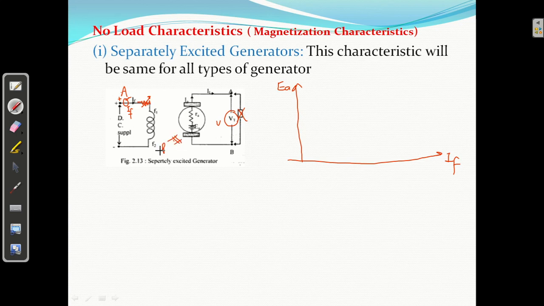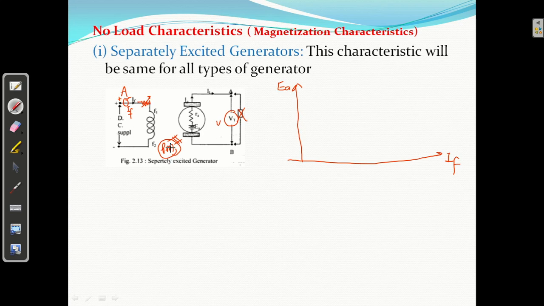Now what we will do, first we will connect the prime mover here. Okay, that is the prime mover, coupled with the generator. With the help of prime mover we will run it. So we will start the prime mover, adjust the speed to rated speed. If 1500 RPM is written here as rated speed, so we will adjust the rated speed. Okay, and keep it always constant.